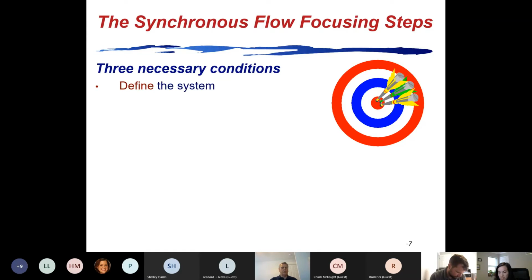First, we call them three necessary conditions. One is define the system: what it is that we want to improve. Let's put a boundary around what we're talking about doing. Let's define the system.